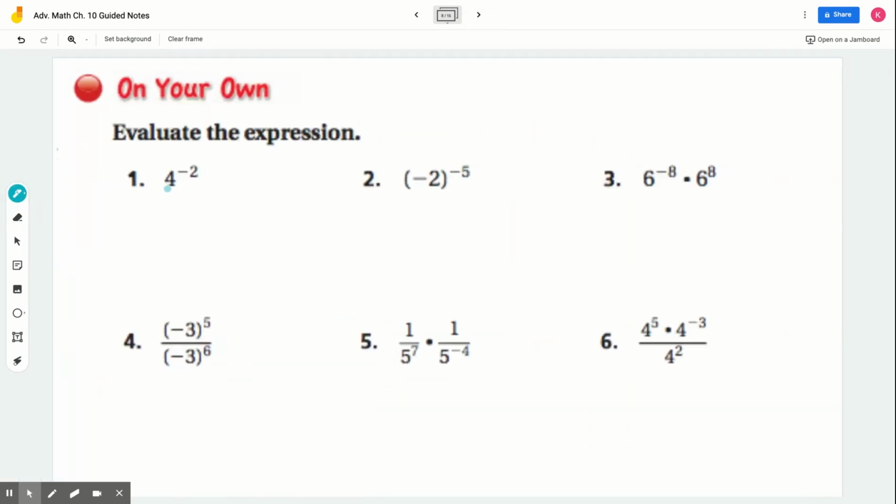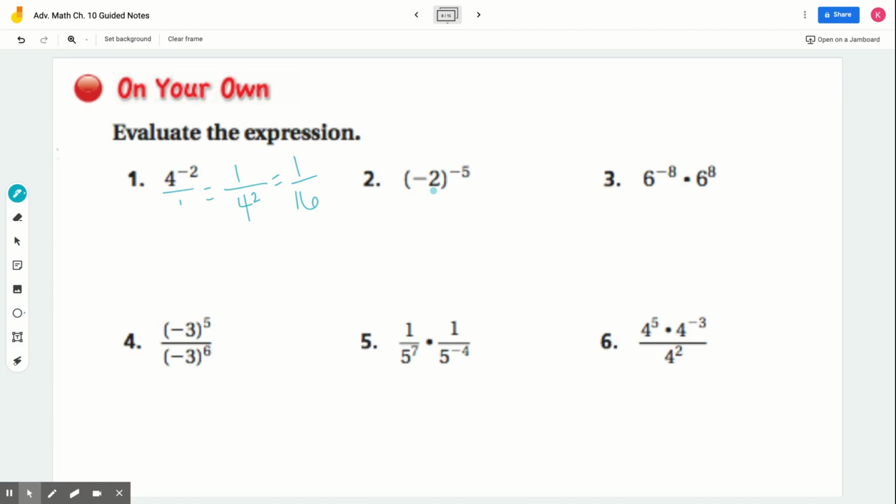So for this first one, 4 to the negative second power, this is currently in the numerator, so we flip it, put it in the denominator, and the exponent changes to a positive. Now 4 to the second is 16, 4 squared. So our answer would be 1 over 16.